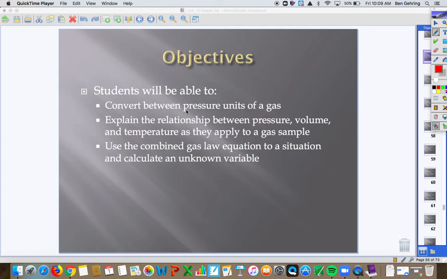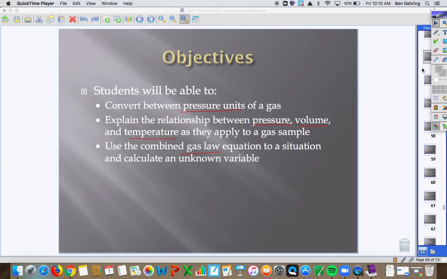You'll be able to convert between different pressure units of a gas. You'll also be able to explain the relationship between pressure, volume, and temperature as they apply to a certain gas sample. And you'll be able to use the combined gas law equation to calculate an unknown variable.